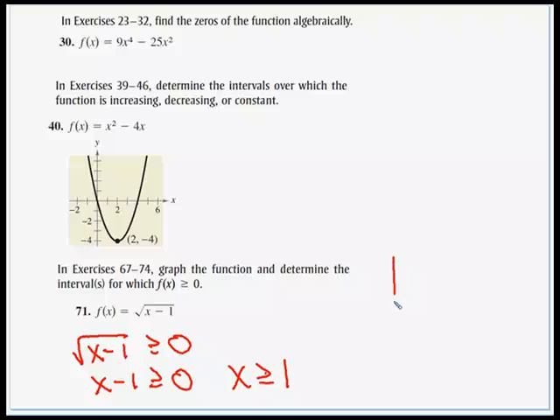It also does say graph it. So let's see here. If we remember our basic graphs, the square root function would start at the origin and go up to the right. But we have a minus 1 under the radical, so our x values must be greater than or equal to 1. So all that's going to do is take this graph and move it out to an x value of 1.